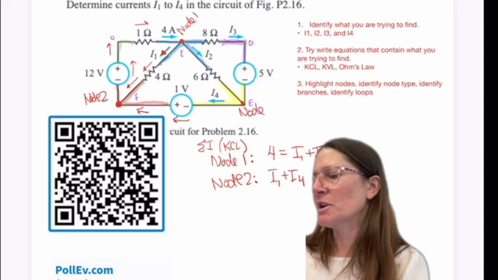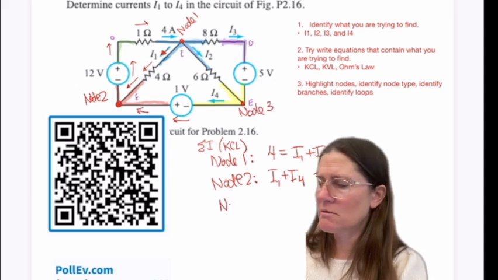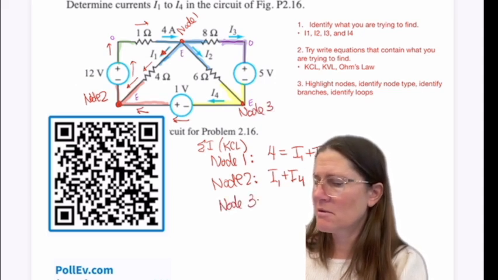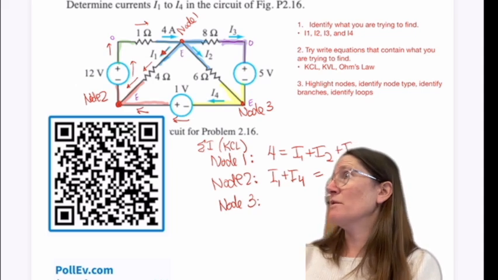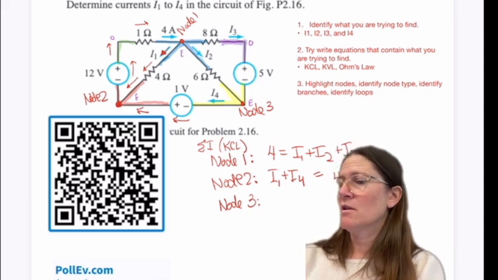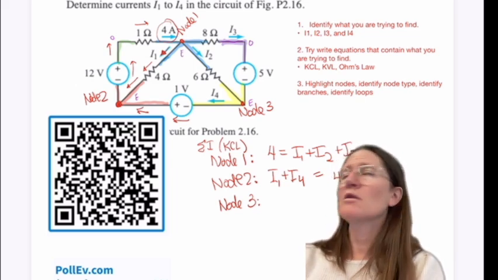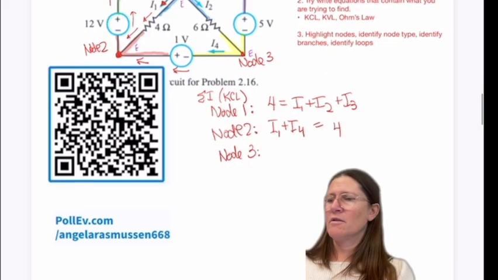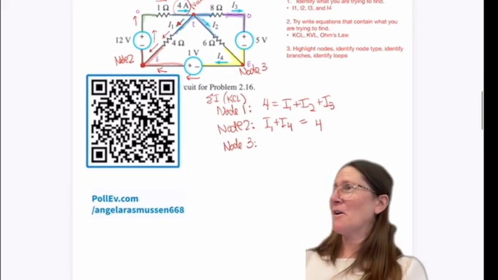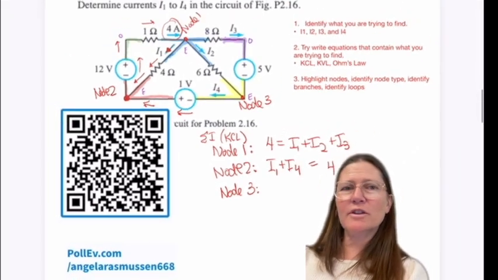This node here, I'm going to label node 3. Sorry, where did you get the 4 value? I see the I1 plus I4. That's one branch, so all of them have the same current. Okay. You got it? So yes, they're all the same current there.